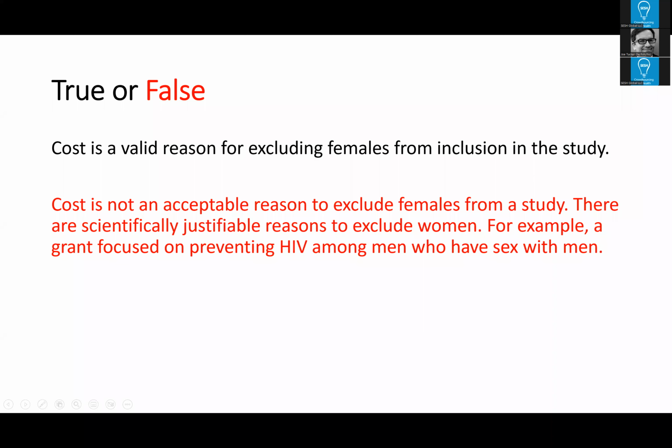Cost is really not an acceptable reason to exclude females from a study. There are scientifically justifiable reasons to exclude women. To give an example from our research, if you had a grant focused on men who have sex with men, this study is focusing on this subgroup because of HIV burden and STI risk. So it can certainly be scientifically justifiable to exclude females, but this needs to be explicit and included in the approach section.